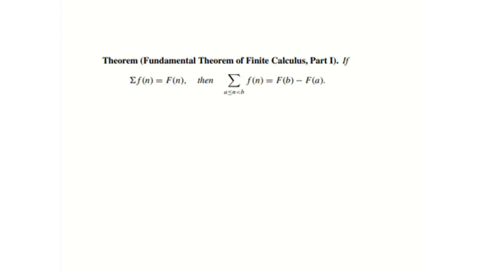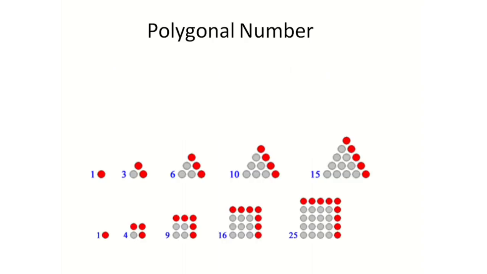So now we are ready to formalize our fundamental theorem of finite calculus, which is: if the summation of f of n is equal to capital F of n, then the summation from a to b of f of n is just F of b minus F of a. So now let's get back to our polygonal numbers. Let's list our polygonal numbers for triangles and squares in a table.